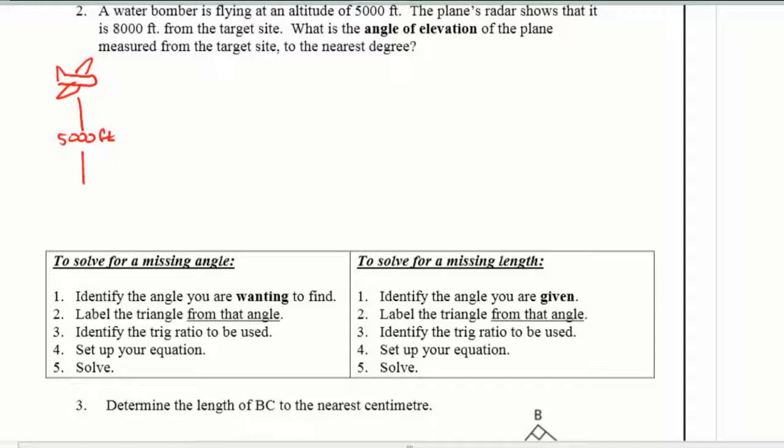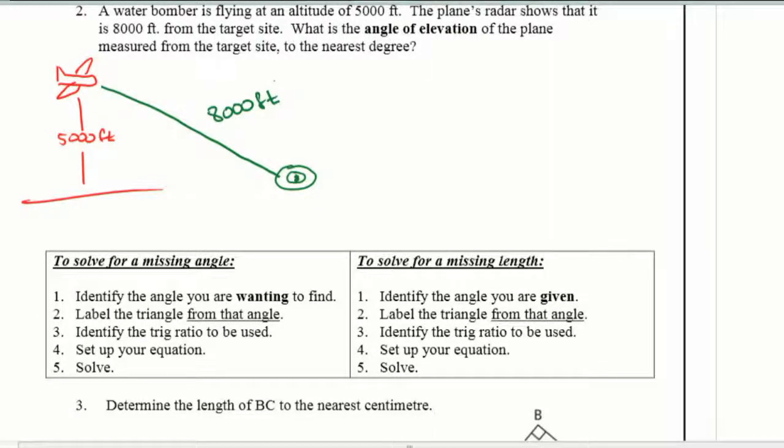That's the plane's elevation above the ground. And then it says the plane is 8,000 feet from the target site. So here's our target over here. And you know the distance from there to there. Like that line to be a little straighter, try to make a triangle out of this, is 8,000 feet.